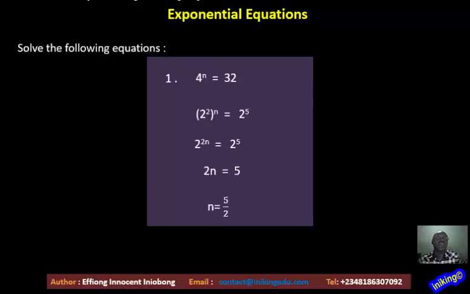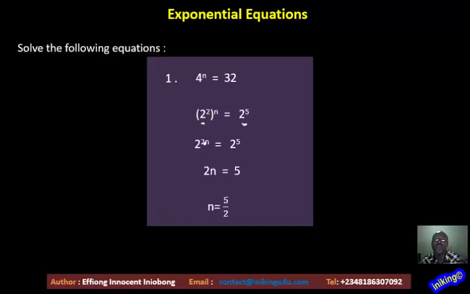Okay, that's the breakdown again. 4 raised to the power n is equal to 32. What did we do first? 4 cannot play the game, so we decided to make use of 2. Here 2 raised to the power 2 represents our 4. 2 raised to the power 5 represents our 32.